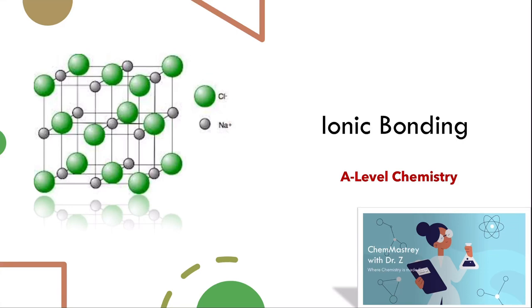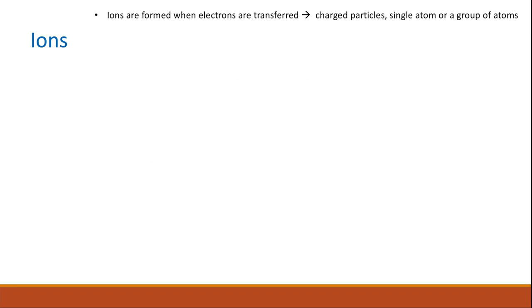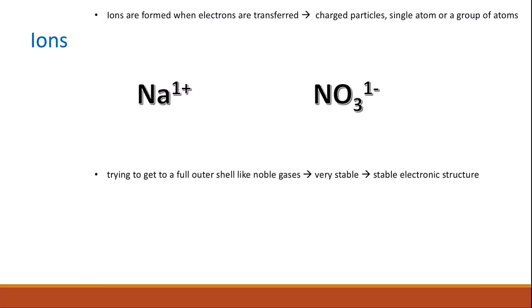Ionic bonding and ionic compounds, A-level chemistry. Ions are formed when electrons are transferred. So an atom can either gain an electron or lose an electron, or more than one electron. These are charged particles. These charged particles can either be a single atom, something like sodium, or could be a group of atoms like nitrate.